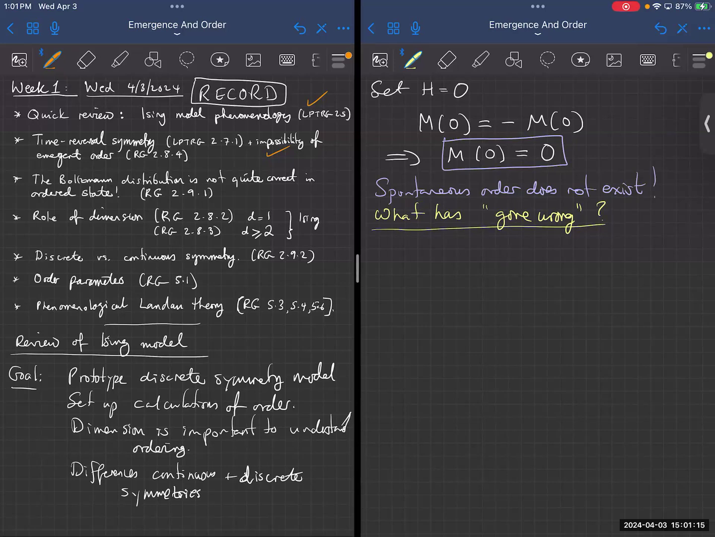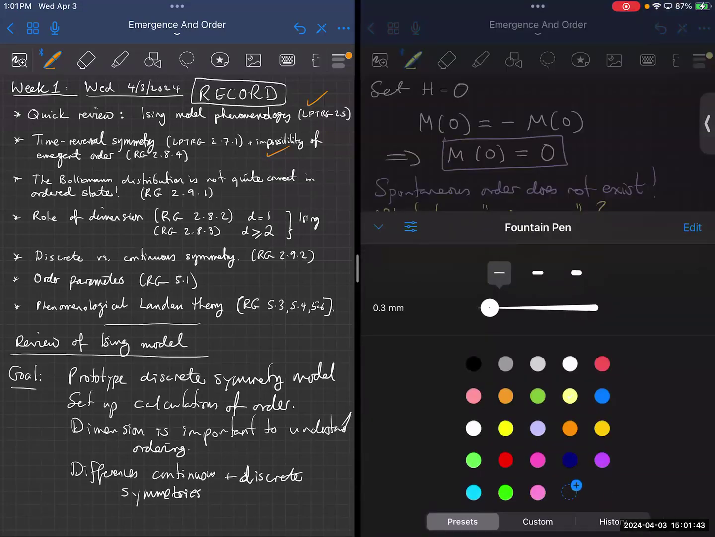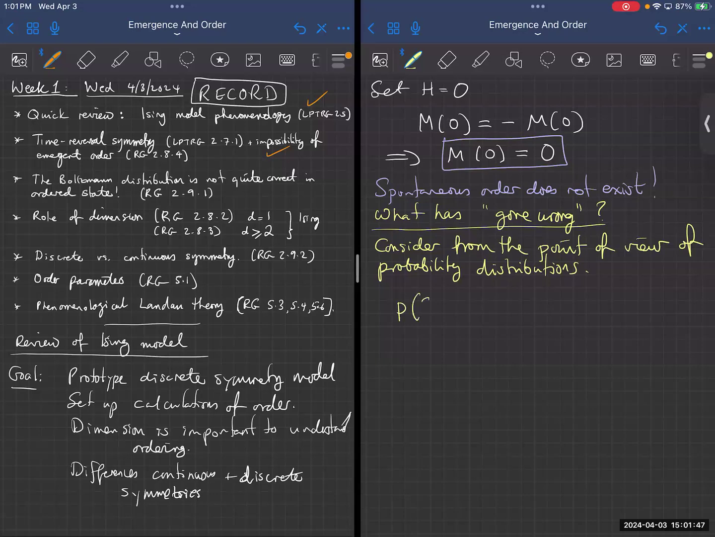So we're going to think of this from the point of view of probability theory. Probability distributions, I should say. So let's write down what is our probability distribution. The probability of finding the system with a particular set of spins is, according to Boltzmann, e to the minus beta times the Hamiltonian of the spins, normalized by the partition function of the n spins.